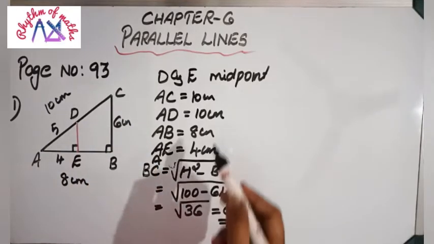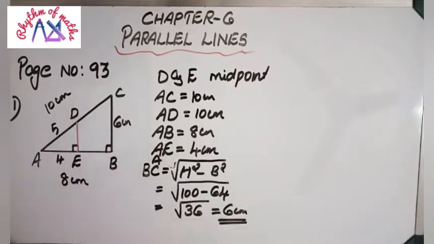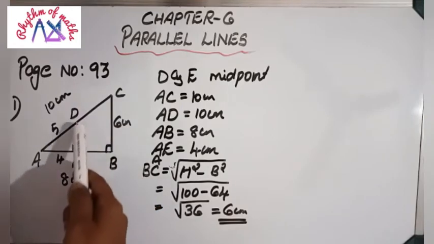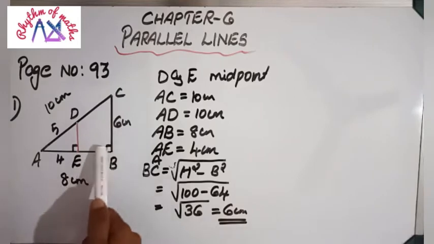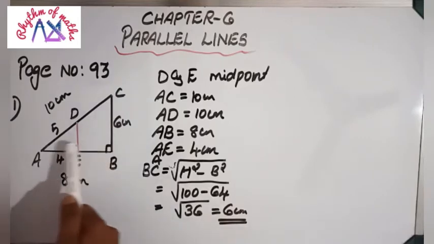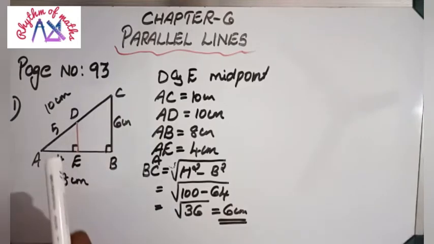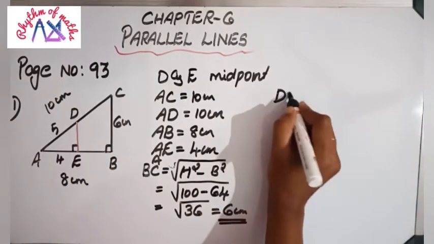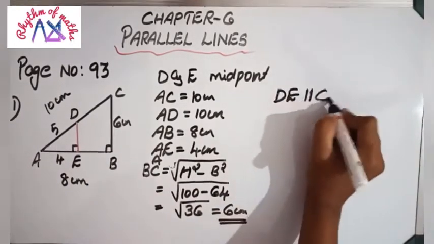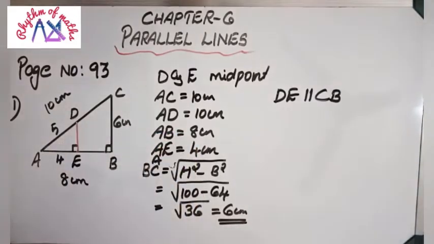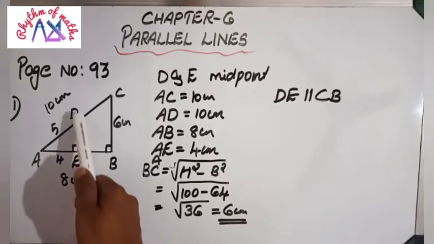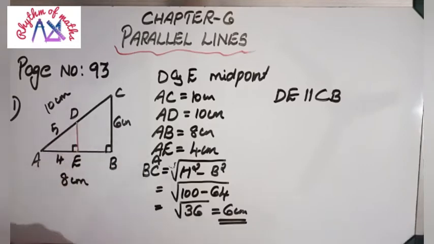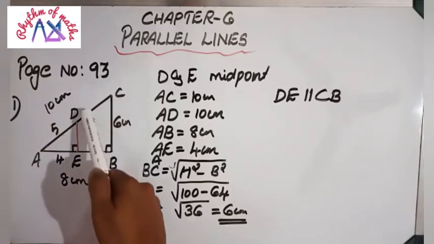And without calculating, we can find this DE. How? BC is 6 centimeter. And here D and E are midpoints. DE and this BC are perpendicular to the same line. If these two are perpendicular, then these two lines are parallel also. DE is parallel to CB. The parallel line joins the midpoints of two sides of the triangle. D and E are midpoints.